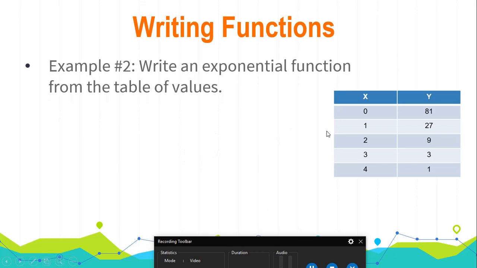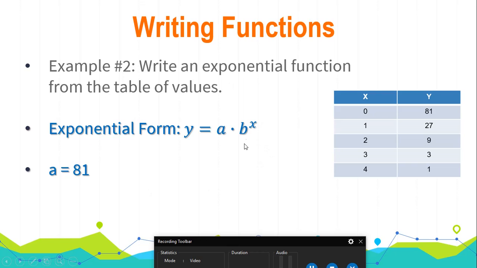So with example number 2, we're going to write an exponential function from this table of values. And we want it to be in this format. So the first thing we want is the initial amount. On the table, we can see that when x equals 0, y is 81. So that is our starting amount.